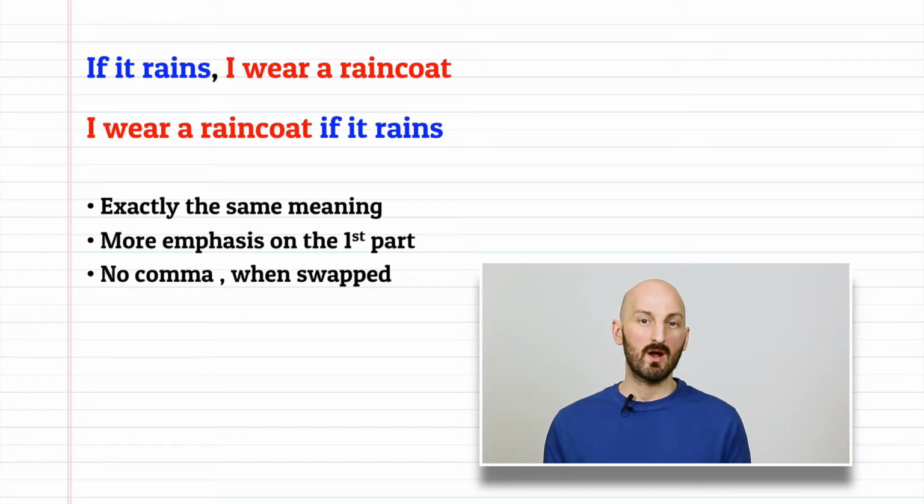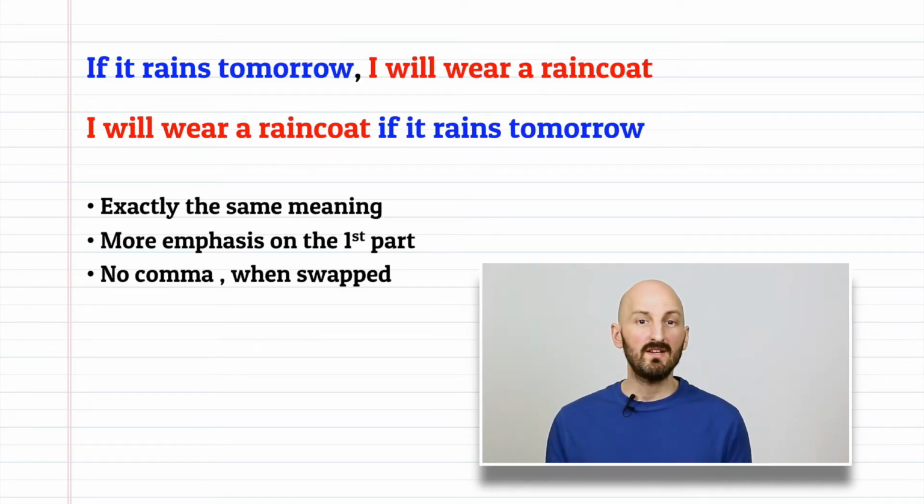Now, let me ask you a question. Can you change the sentence order in if sentences? You guessed it, the answer is yes. This can happen with all four types of conditional sentence and is always possible. Let's have a look. If it rains, I wear a raincoat. I wear a raincoat if it rains. If it rains tomorrow, I will wear a raincoat. I will wear a raincoat if it rains tomorrow.